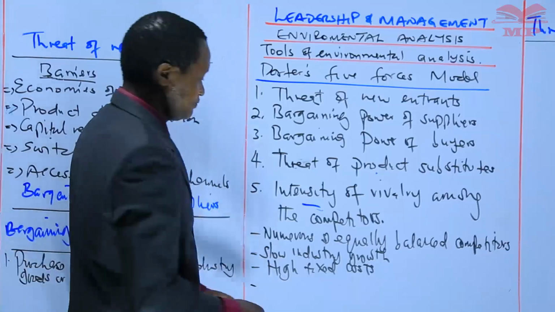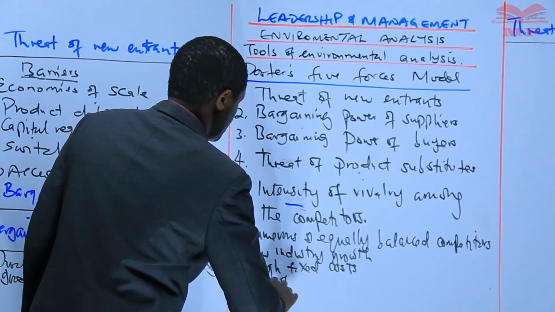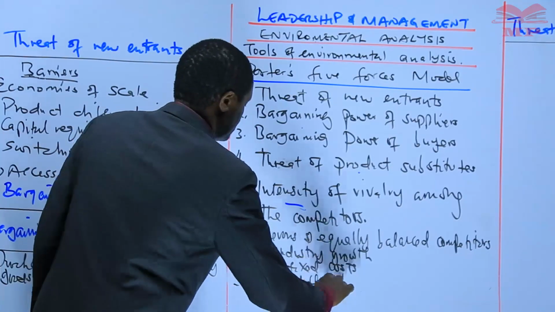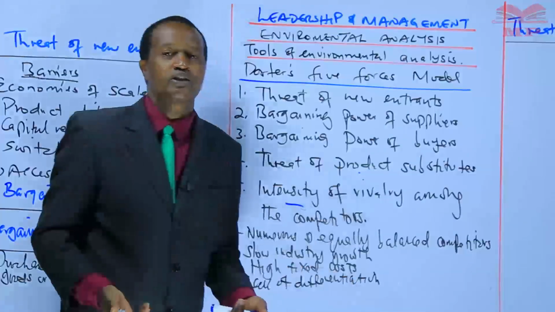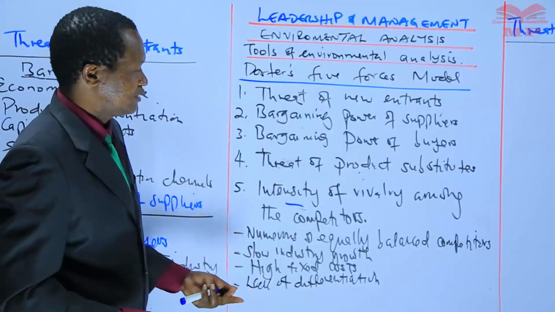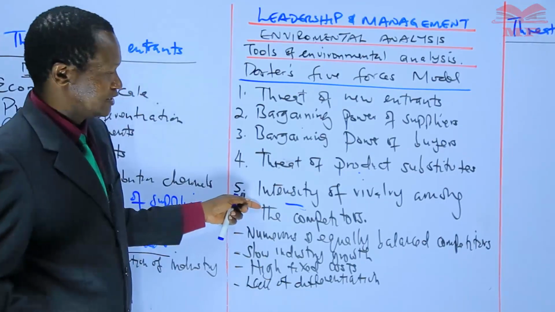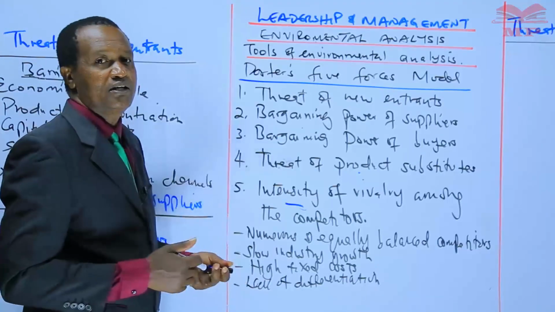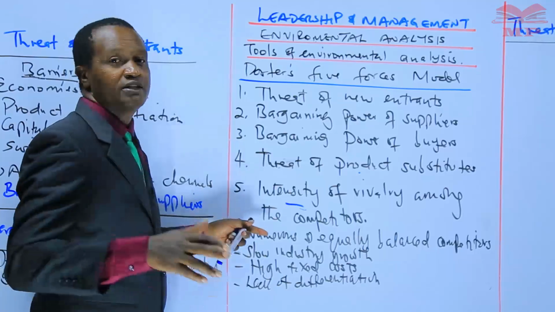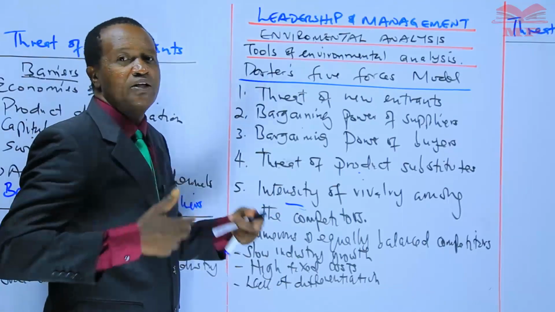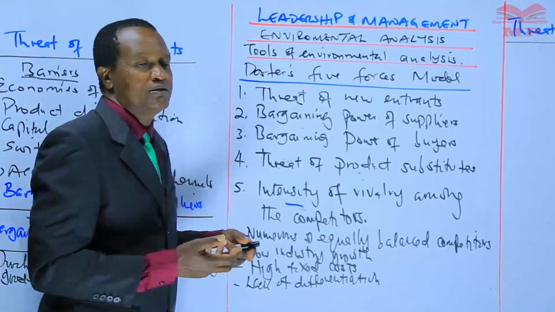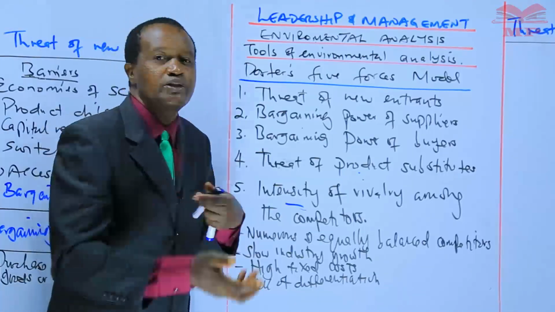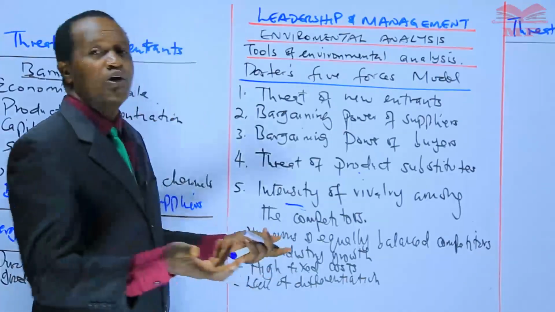Another point, lack of differentiation. When there is no differentiation, then you may likely have intense rivalry where products are not differentiated. When buyers find a differentiated product that satisfies their need, they frequently purchase the product, and that may lead to product loyalty over time. So there may be no competition.